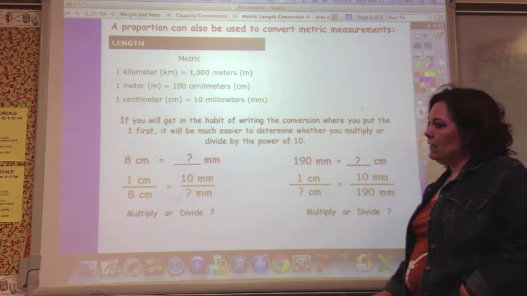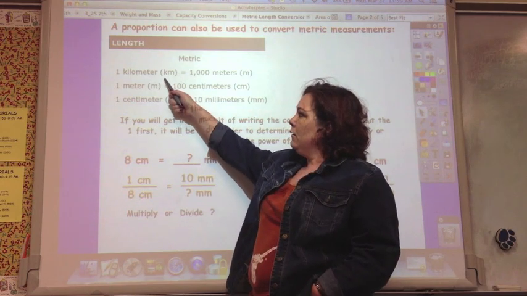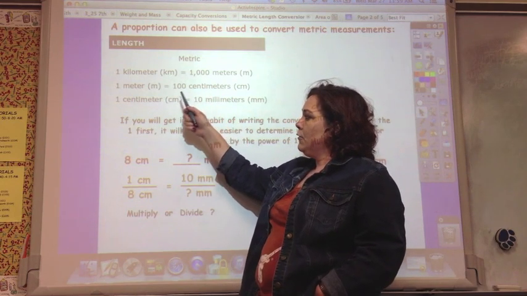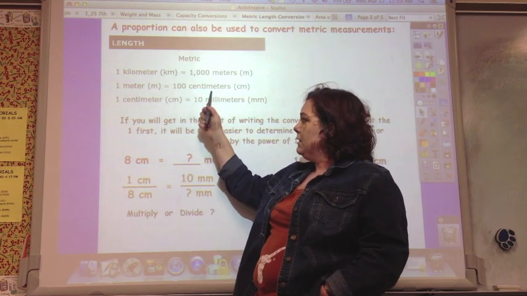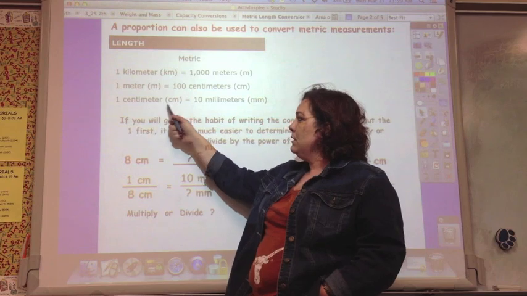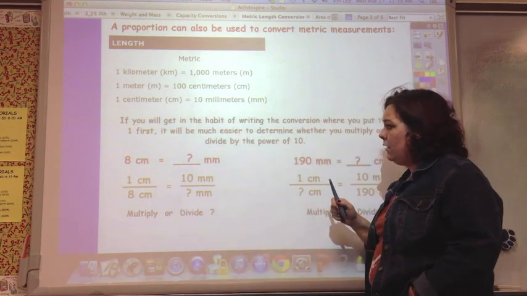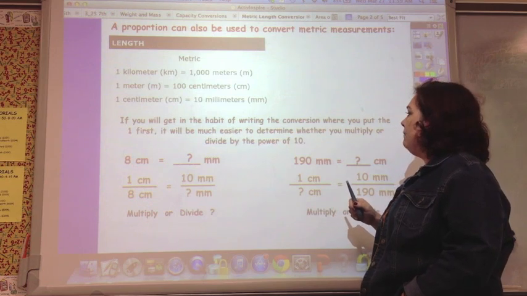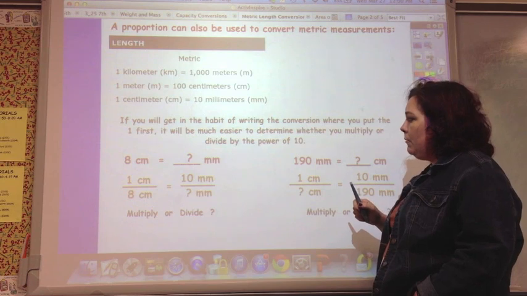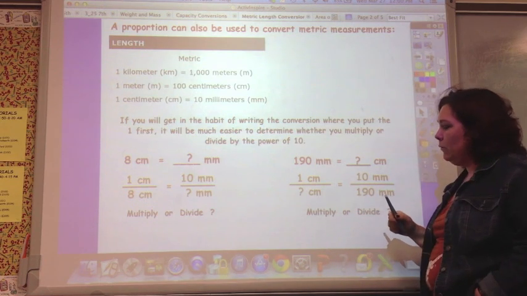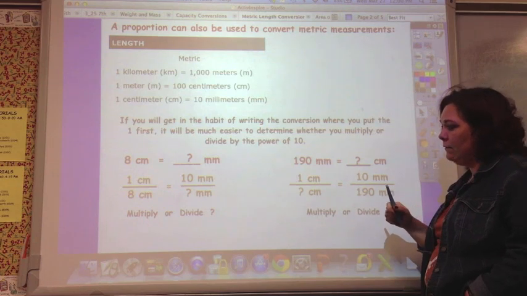But everything is based on, like I said, this 10 system, where 1 kilometer is 1,000 meters, 1 meter is the standard, is 100 centimeters, and 1 centimeter is 10 millimeters. And so if you get in the habit of writing the conversion where you put the 1 in first, it will be much easier to determine whether you multiply or divide by the power of 10.